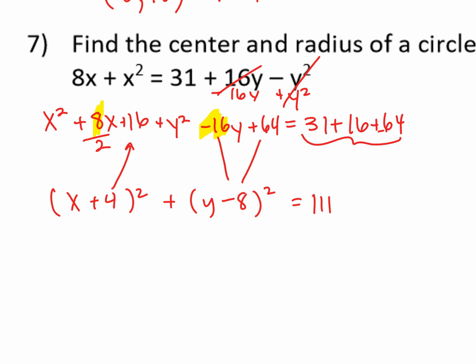I find my square root button. Yeah, so that's going to be a fraction of some sort. So we've got the center is negative 4, 8. The radius is, we could say the square root of 111, or when I work that out, I get 10.54.